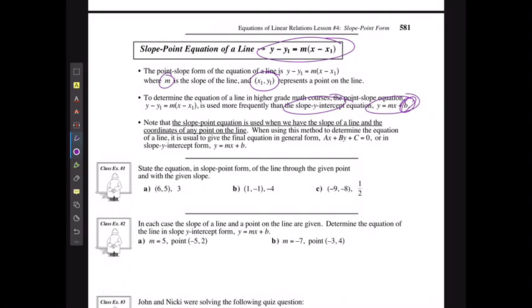Note, the slope point equation is used when we have the slope of a line and the coordinates of any given point. When using this method to determine the equation, it is usual to give the final answer in general form or in slope-intercept form. So once we have it, then we can convert to one of the other forms.